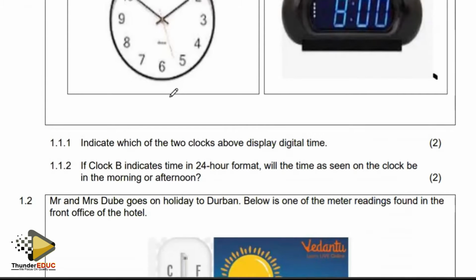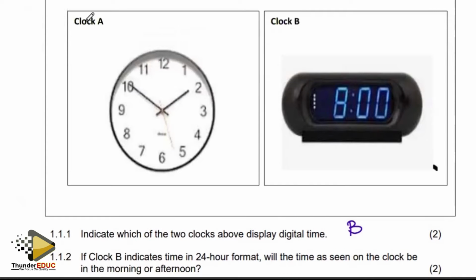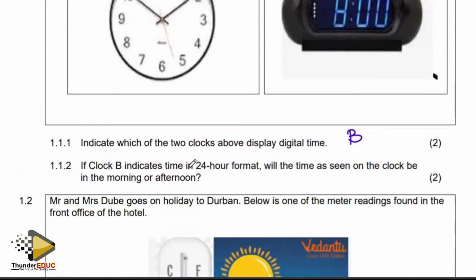1.1.1. Indicate which of the two clocks above displays the digital time. Digital format, we shall say it's clock B. We have clock A and clock B. So it's B. If clock B indicates time in 24-hour system format, will this time as seen on the clock be in the morning or afternoon? Definitely this is in the morning. It's in the morning.